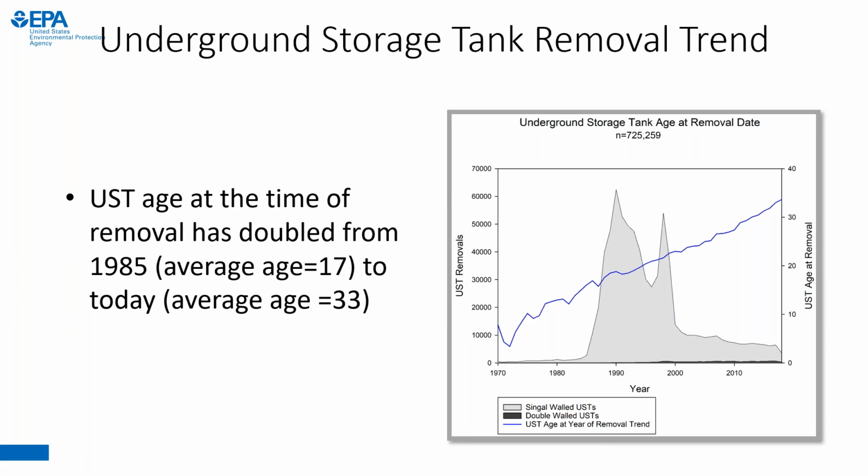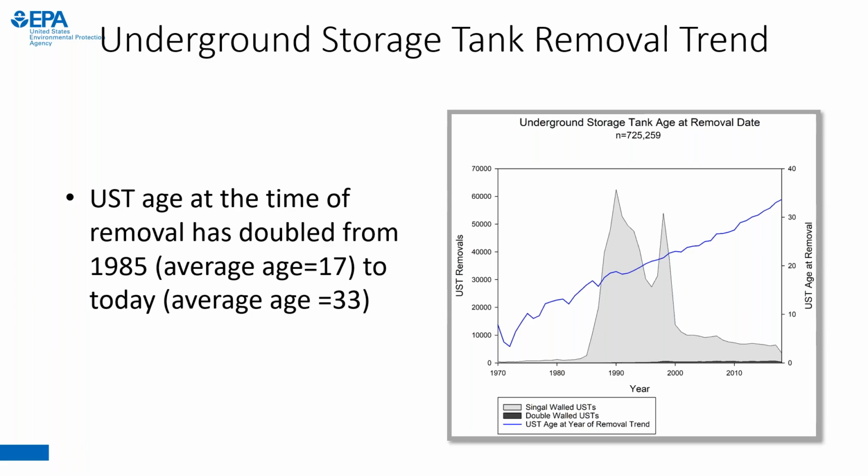So kind of the cradle to the grave life cycle of tanks over time. Here we're looking at over 700,000 tanks and the age of the tank when it was removed. And you can see that in 1985, the average age of a tank at the time of removal was about 17 years old. Today, that's 33 years old.